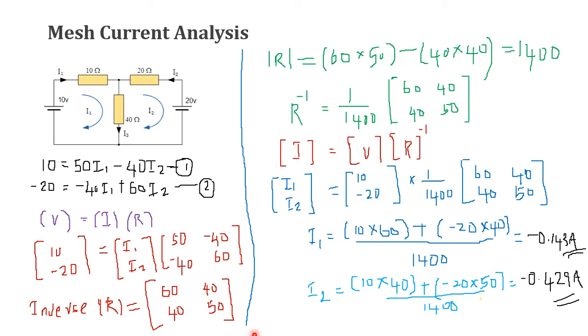But here you can see that I1 and I2 are negative, which means that in reality the current is flowing in the opposite direction of our mesh direction. For mesh 1 and mesh 2 we considered the clockwise direction, but since the answer we got is negative, in reality the current is flowing in the opposite direction of our mesh direction.